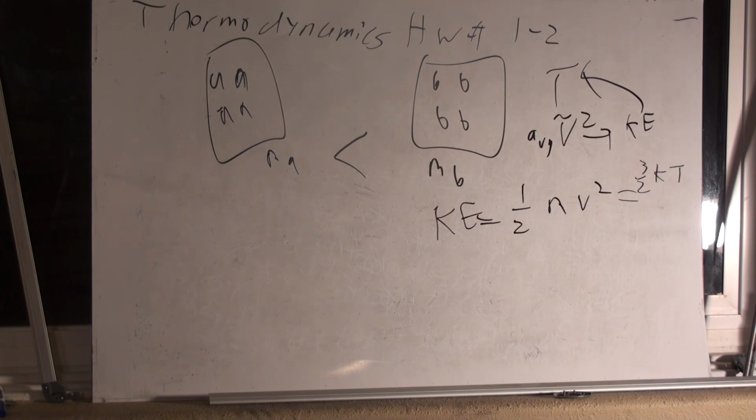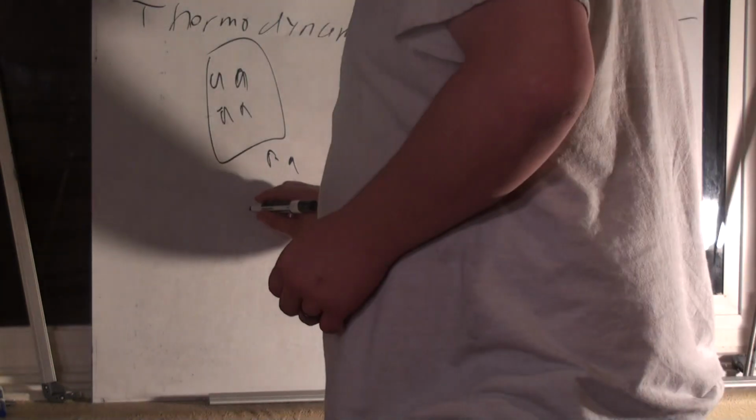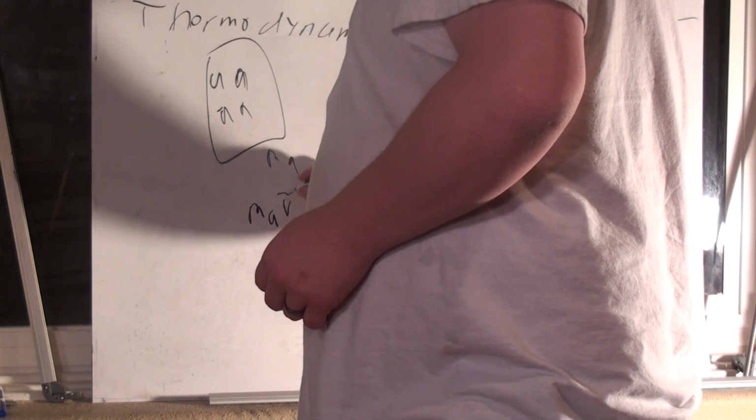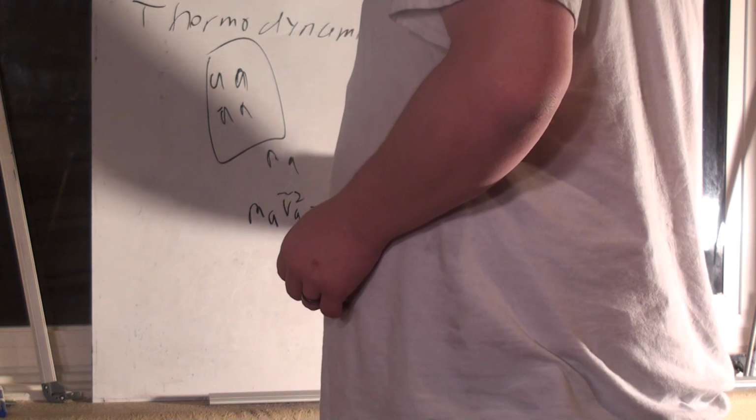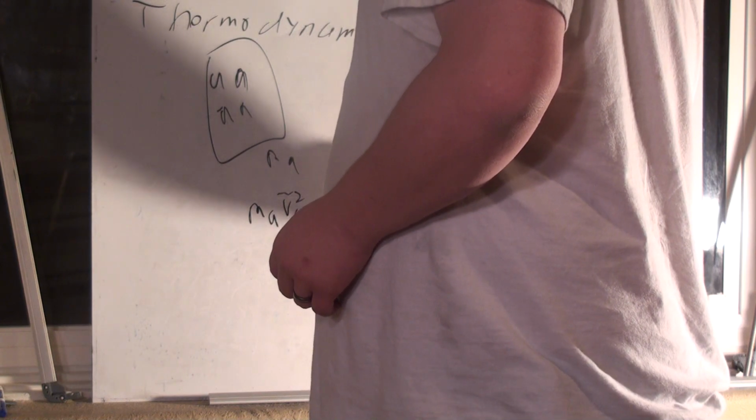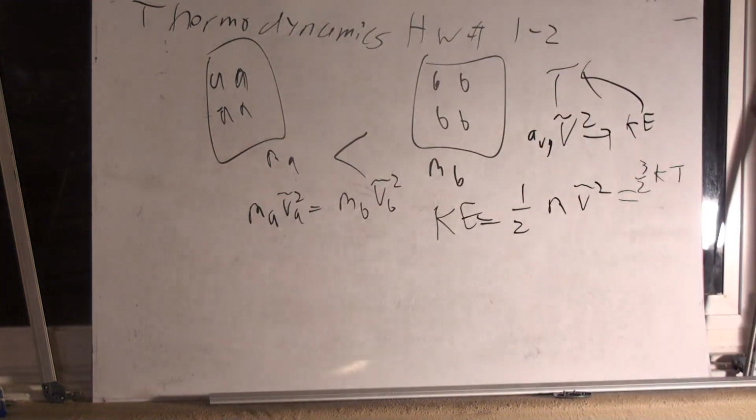Now the temperature is the same. The Boltzmann's constant is the same. The 3/2 is the same. The 1/2 is the same. So really, what I have is MV squared. Okay. So because the temperature is the same, the kinetic energy is the same. Now that doesn't mean this velocity is the same, it just means the kinetic energy is the same. And so what I basically have is MA times v squiggly squared A equals MB times v squiggly squared B. Okay, because their kinetic energies are equal.